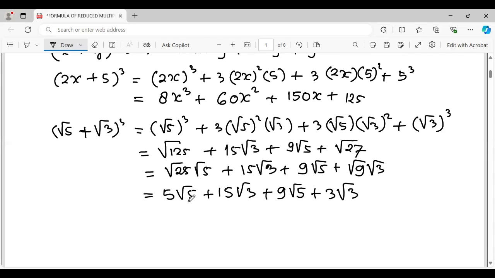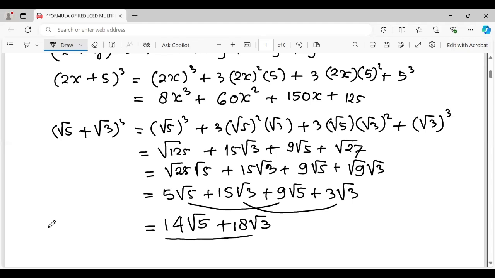Now we're going to combine square root 5 terms: they become 14 square root 5, and then square root 3 with square root 3 becomes 18 square root 3. So this is the result of square root 5 plus square root 3 cubed.